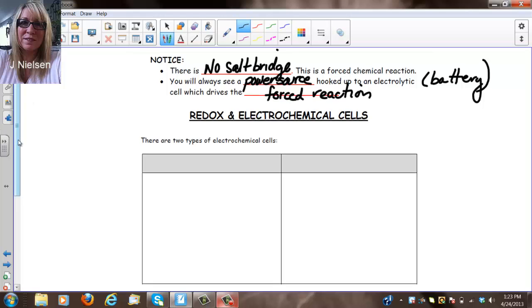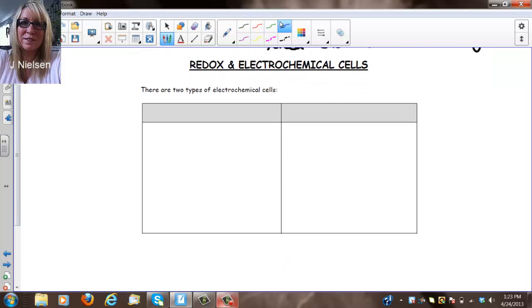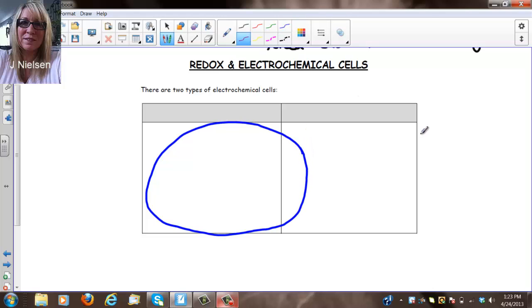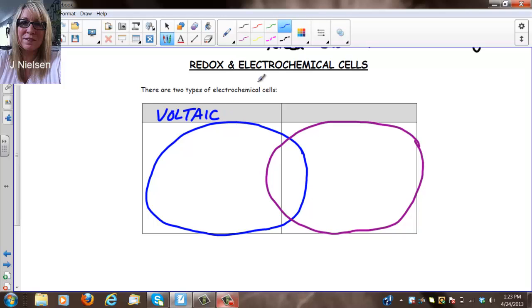Okay. Lastly, we are going to summarize both types of cells. I'm going to turn this into a Venn diagram. So we're going to label this side Voltaic, and we're going to label this side Electrolytic.